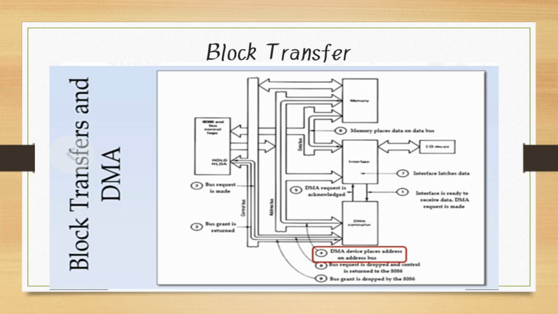Then memory places data on the data bus. Then the interface latches the data. Then the bus request is dropped and control is returned to the 8086. And also the bus grant is dropped by the 8086. This is commonly called block transfer. Here we directly get the data from the DMA controller. That is block transfer.